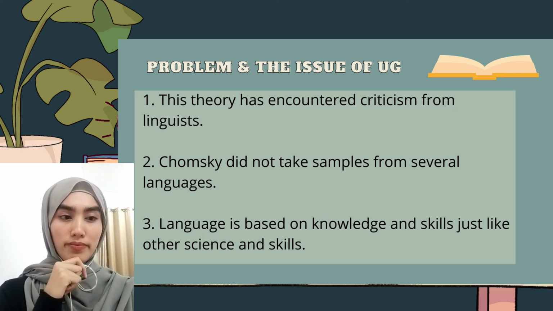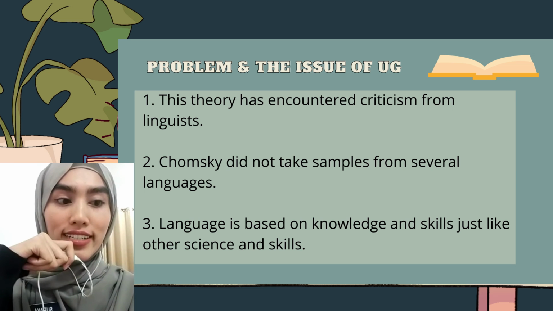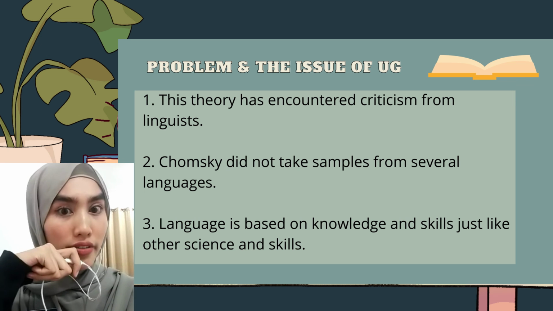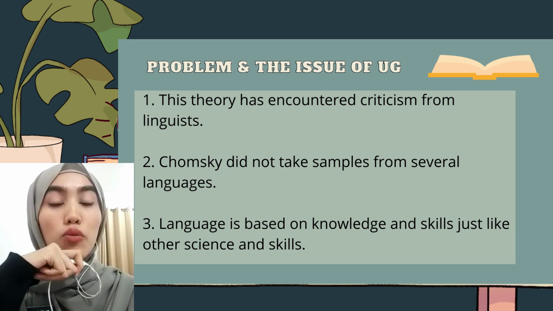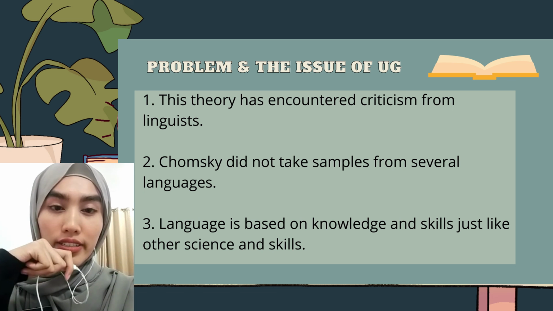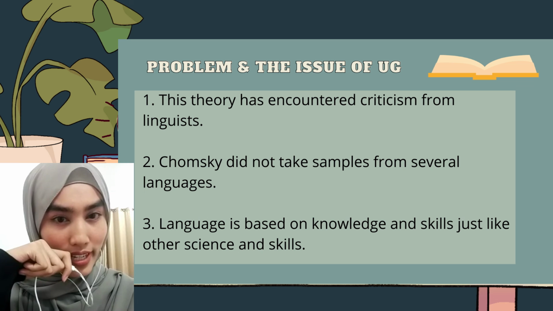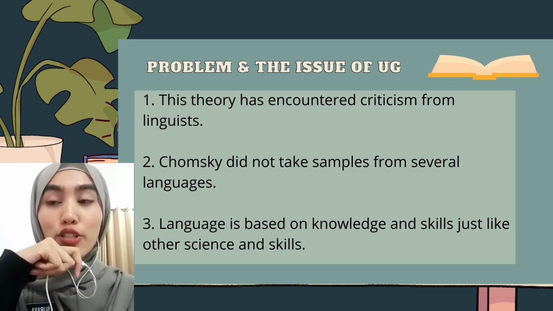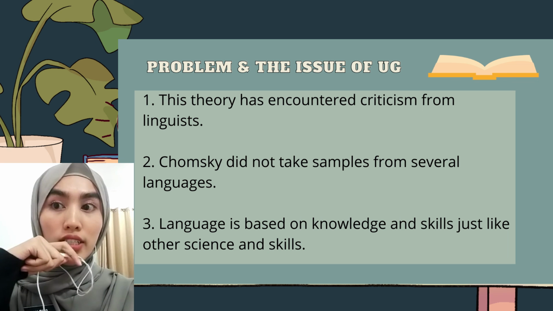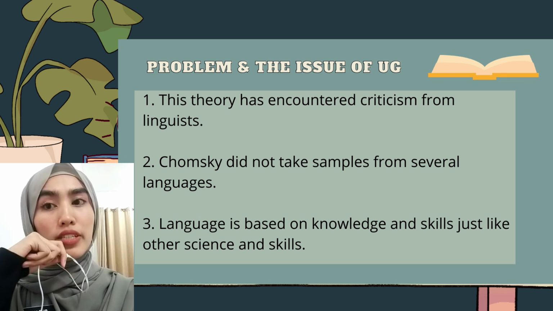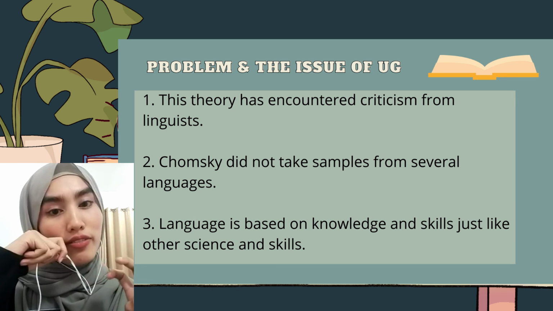The last problem or issue is that language is based on knowledge and skill, just like other sciences and skills. This point is very interesting. We all know that science and skill are learned and acquired through practice, education, and application. Am I right? Of course I'm right. So if all people acquire language innately and not by learning, then based on the theory of Chomsky, the level of knowledge among human beings must be equal, right?